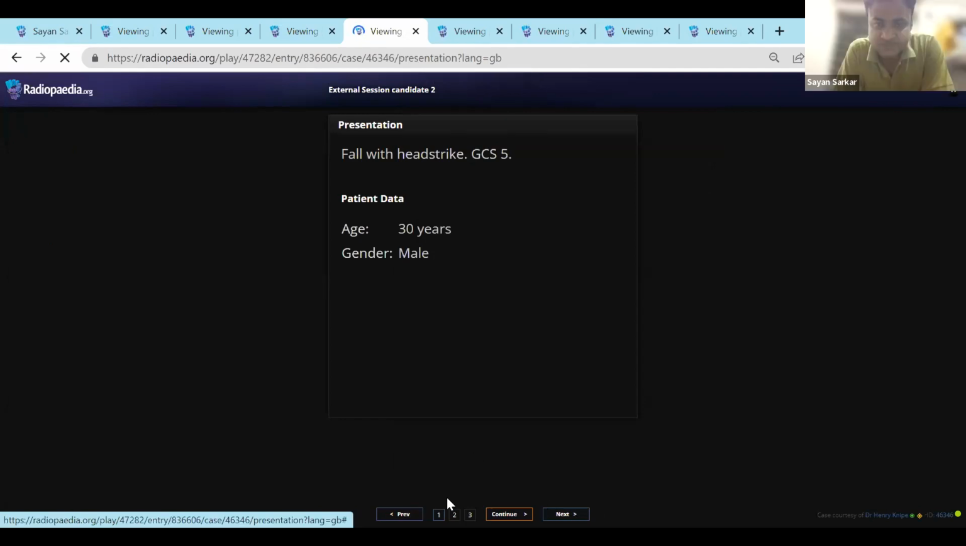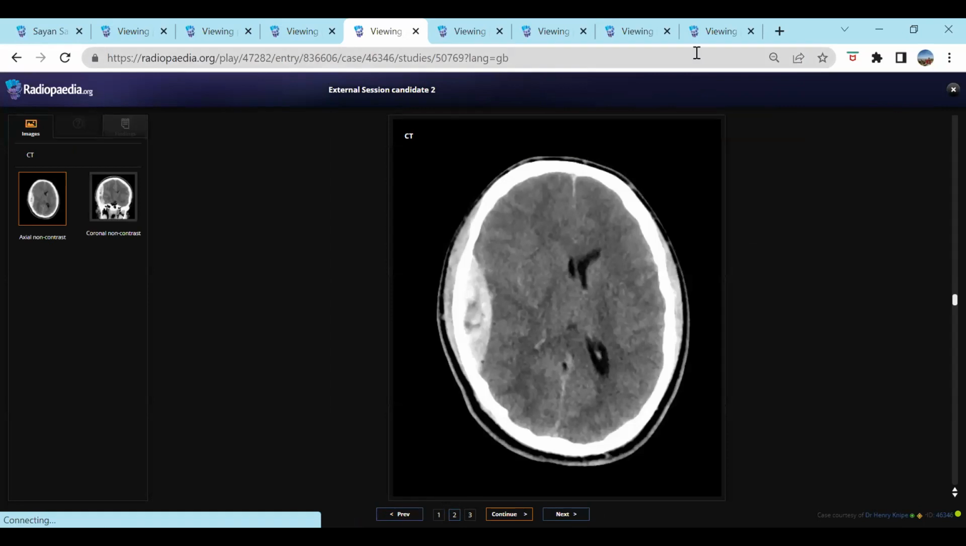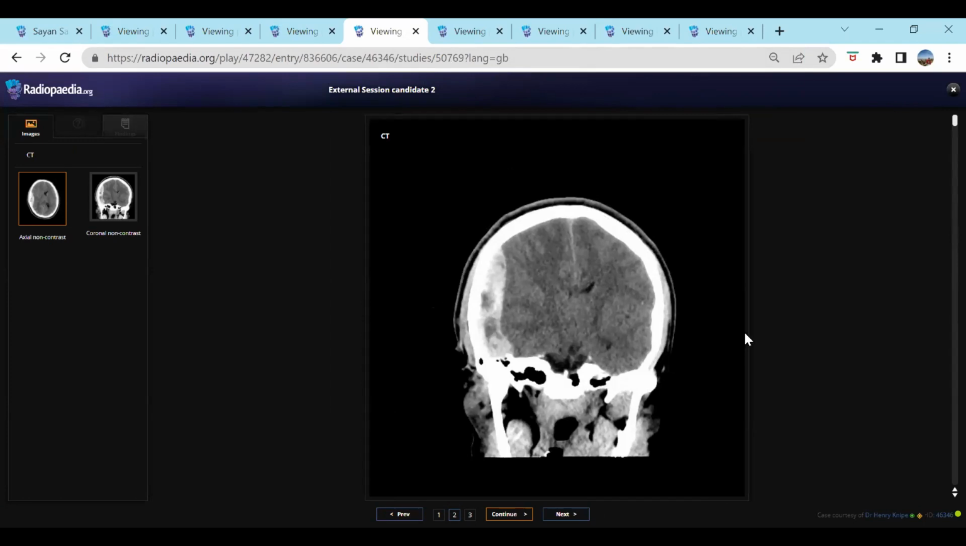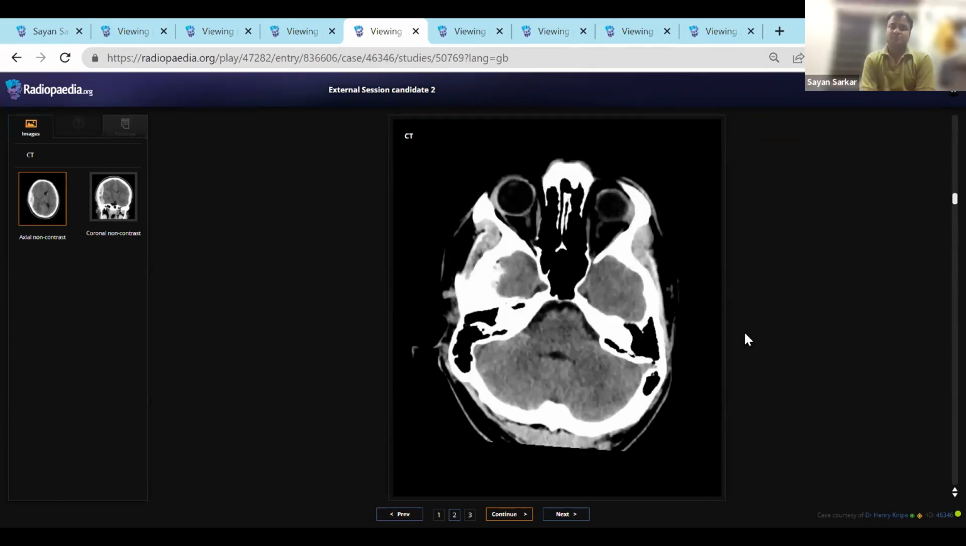Fall with head strike, GCS score of 5. Okay. One second. I will just give you the control. Okay. So I'm just going to take a quick look through the images before I start commenting.